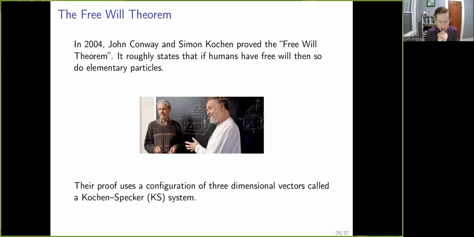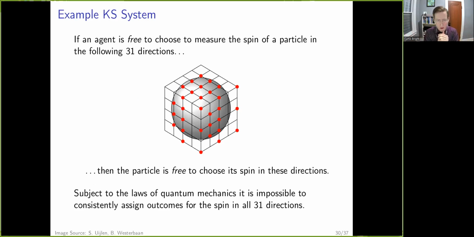So very interesting. This proof is based on the existence of a configuration of three-dimensional vectors subject to some properties, and also on some laws of quantum mechanics that they assume. Let me show you what this set of vectors would look like. This is from their proof. These are the 31 directions devised by Conway, and they're the red dots in this diagram. There are 31 red dots, and they all define a distinct vector in three-dimensional space.